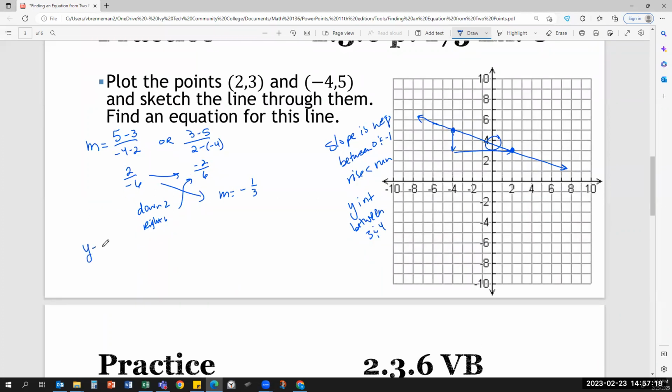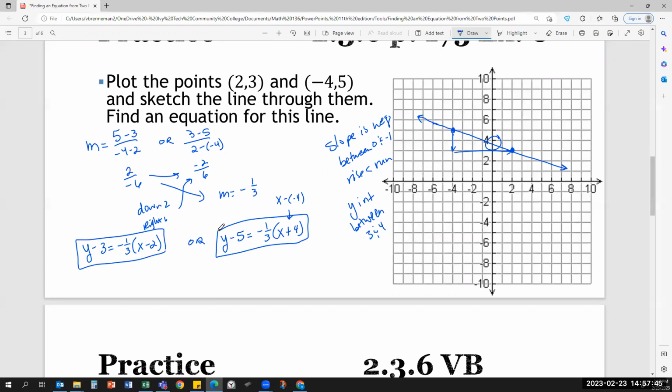All right, so then I can pick either point and plug into point slope form. So y minus 3 equals -1/3 times x minus 2, or y minus 5 equals -1/3 times x plus 4. So x minus -4 there becomes x plus 4. Two different equations. They're both equations of that line through those 2 points.